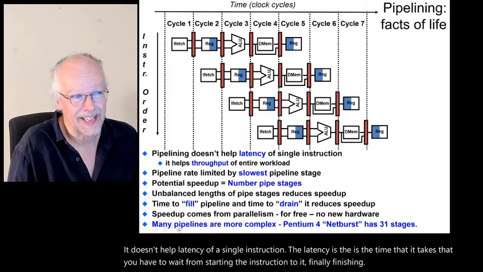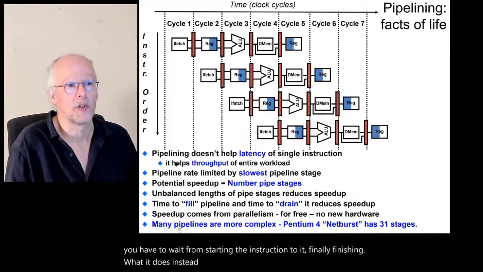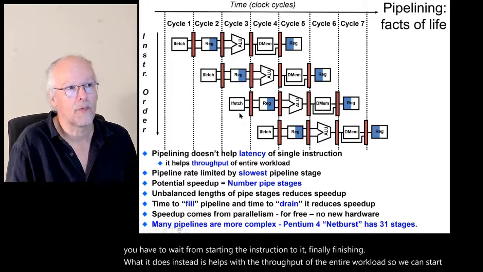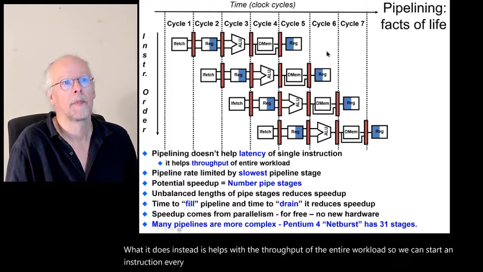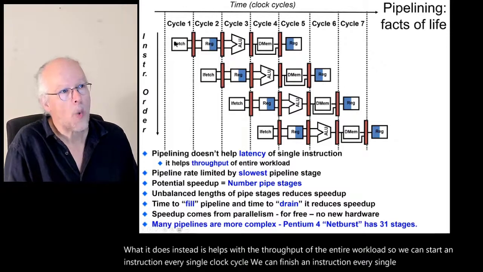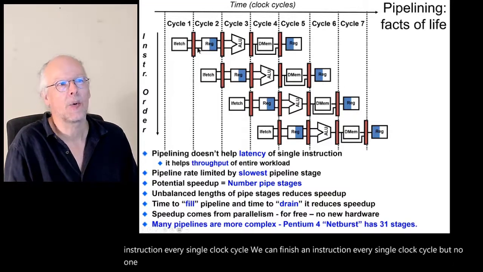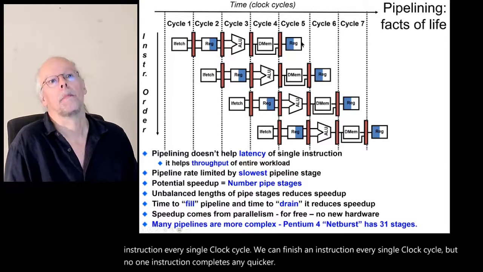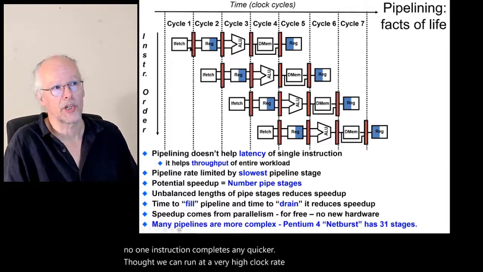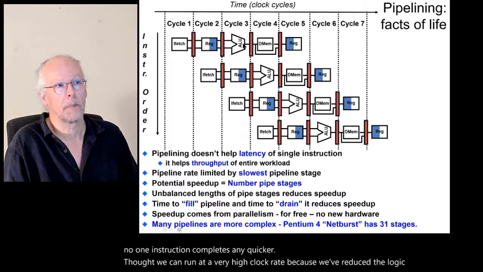What it does instead is help with the throughput of the entire workload. So we can start an instruction every single clock cycle. We can finish an instruction every single clock cycle, but no one instruction completes any quicker. But we can run at a very high clock rate because we've reduced the logic depth of each of these pipeline stages.